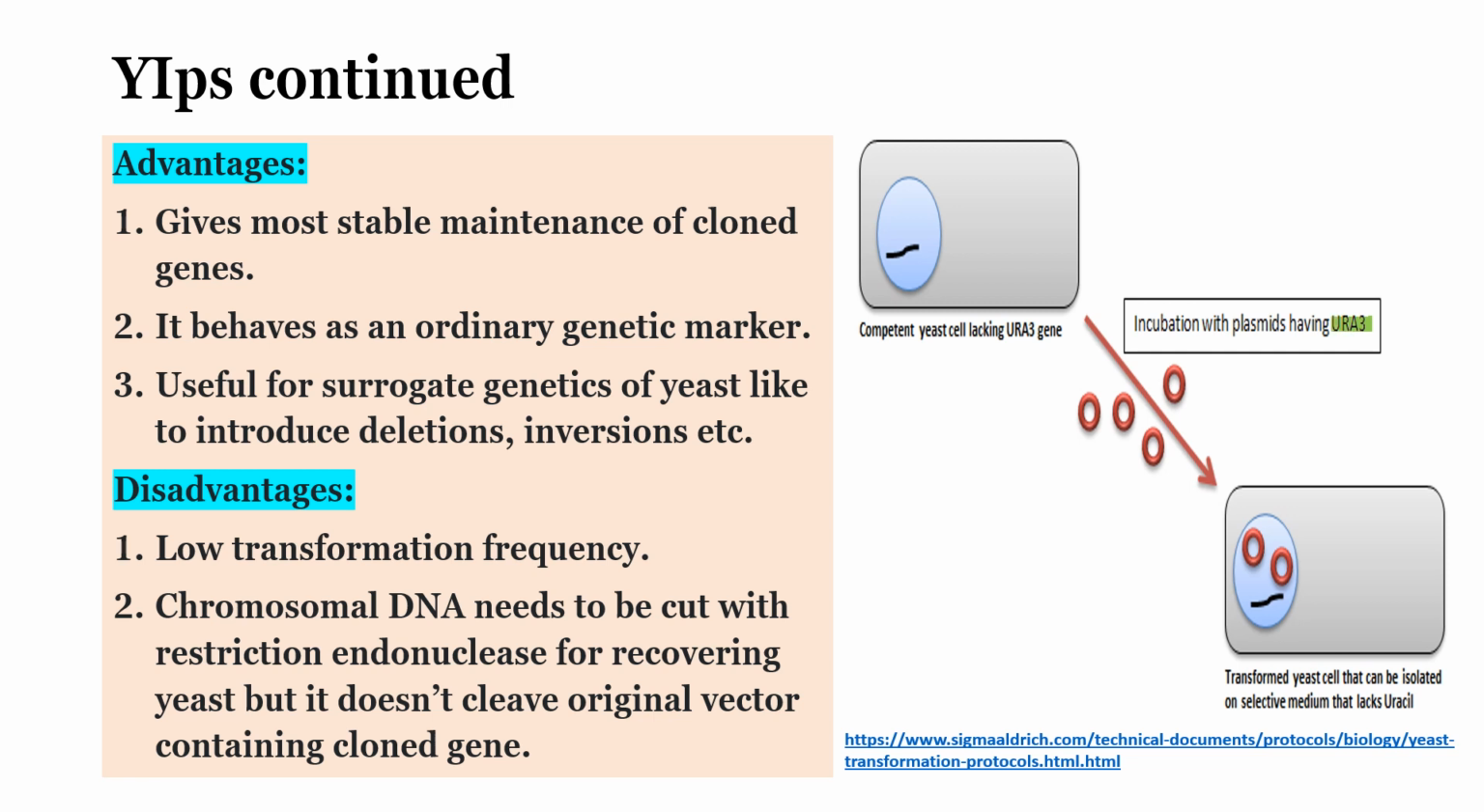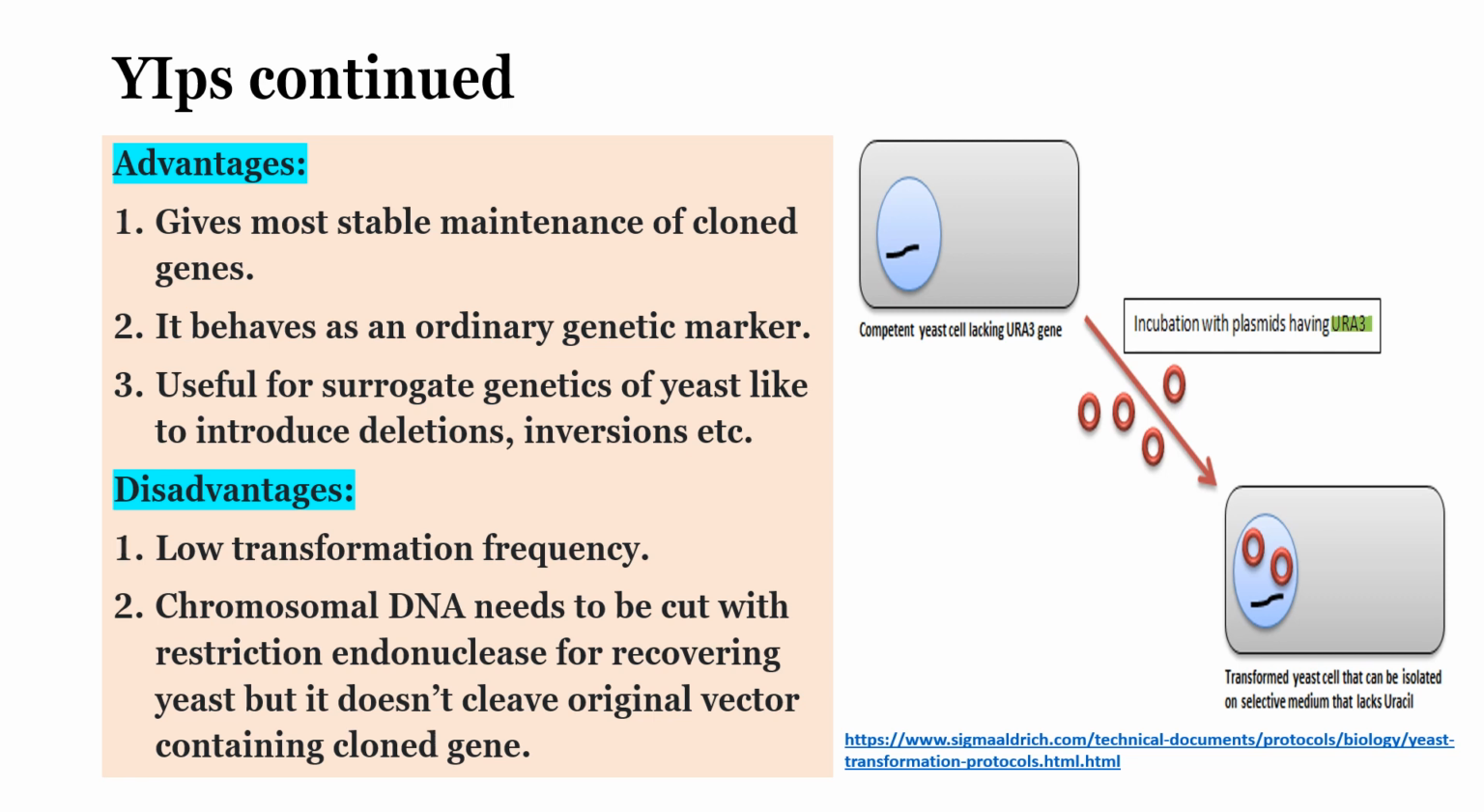First, let's have a look at the advantages and disadvantages of YIP, the yeast integrated plasmid. It gives a stable transformation, so it gives the most stable maintenance of a cloned gene inside a transgenic yeast. It also behaves as an ordinary genetic marker, and it is useful for surrogate genetics of yeast, like to introduce deletions and inversions. So we can use this to cause deletions and inversions in the yeast.